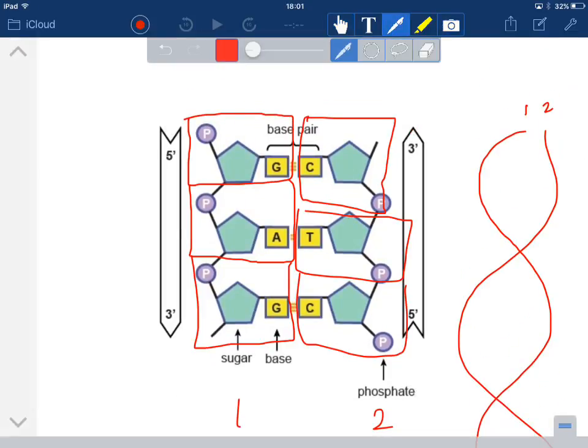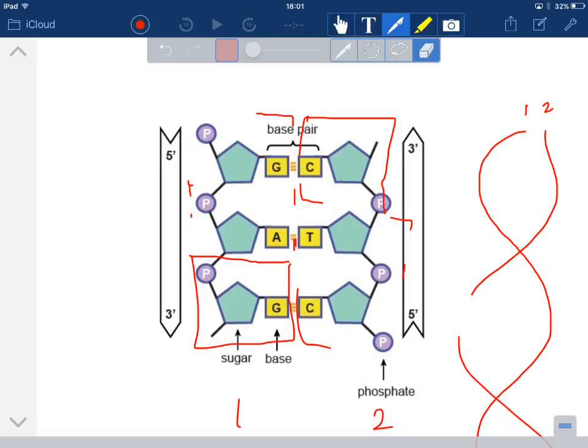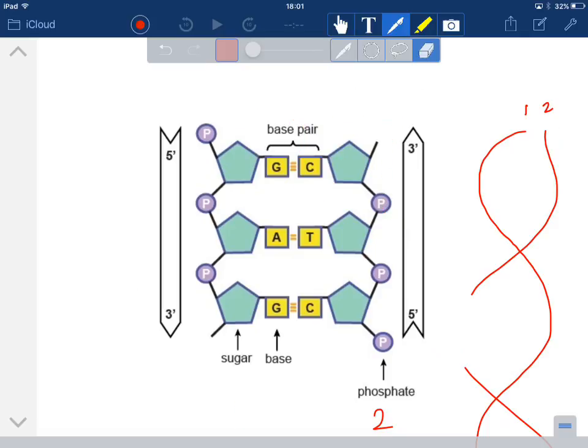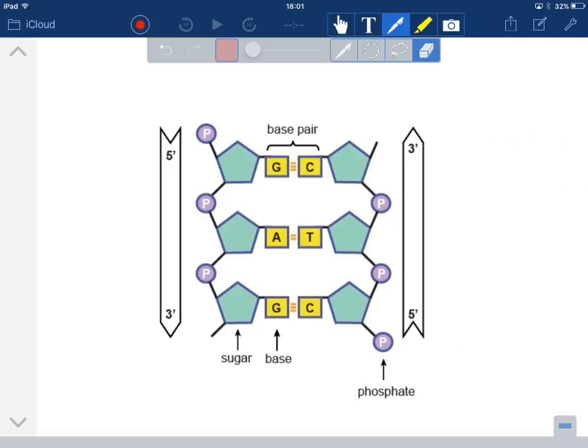So if we go back to our diagram here, and I get rid of some of this annotation that I did earlier, we are now left with DNA and the exact structure of it. We have the nucleotide here, which has a phosphodiester bond here, which bonds it to another nucleotide.